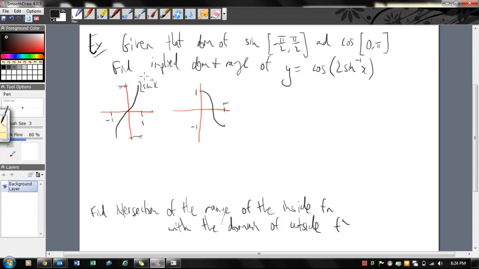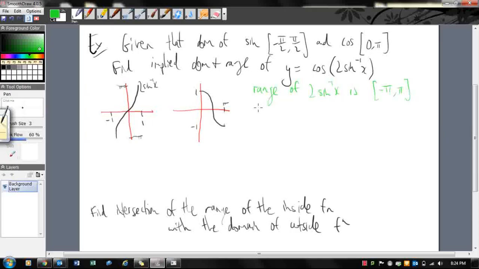So let's have a look at this. Let's do it in green. I'll try to fit all this in one spot. Firstly, let's look at what I've just written: the range of the inside function. The inside function is 2 sine negative 1 x. So the range of 2 sine negative 1 x, looking at the graph, goes from negative pi to pi. Negative pi to pi. Okay, so that's the range.